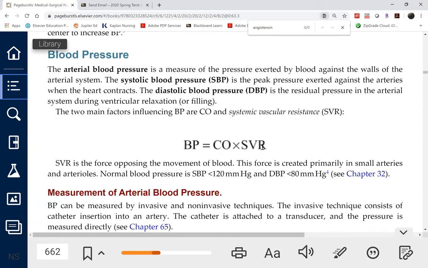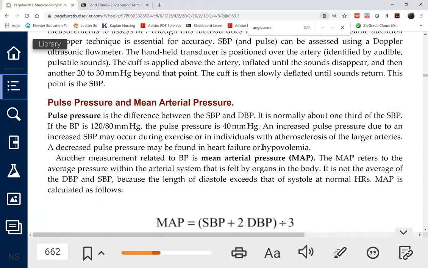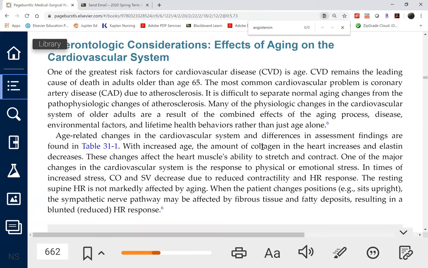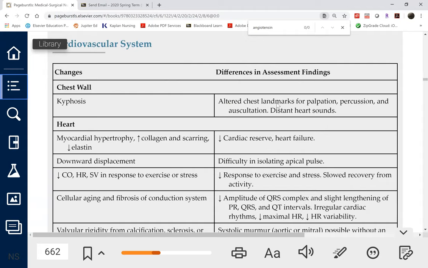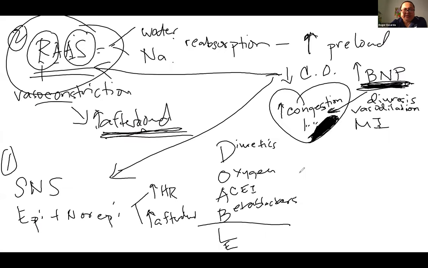Yes, Professor. I have a question. Yes. I know you mentioned the treatments and you use the acronym DOABLE. I don't know if you're going back to the acronym. The L and the E. Oh, okay. We're not done yet.